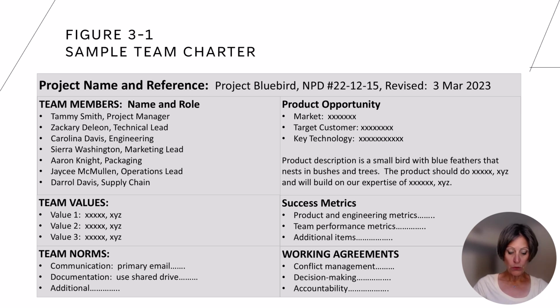Common sections to include in a working team charter include the following: team member name, functional and project roles, project and product description, opportunities, and project expectations, team values, what is the mission and purpose, team norms, how team members will work together, success metrics for the product, the team, and project, and other working agreements such as conflict management, decision management, performance incentives, and so on.